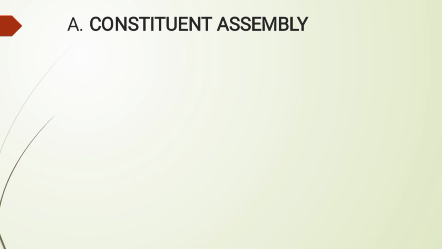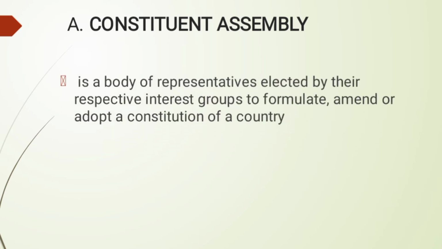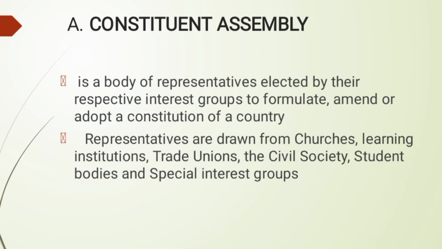Constituent assembly. Making a constitution through a constituent assembly. So, a constituent assembly is a body of representatives elected by their respective interest groups to formulate, amend, or adopt a constitution of a country. It's just a body of representatives, a group of respected people. You elect them so that they can formulate, amend, or adopt a constitution. You just trust them to say, oh, this one and that one can make a good constitution for the country.